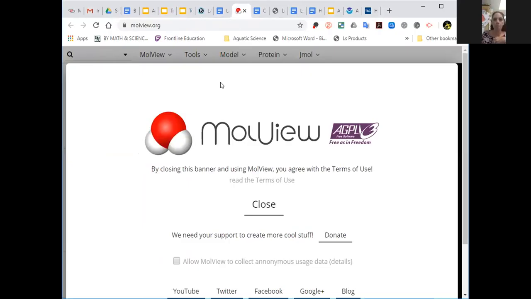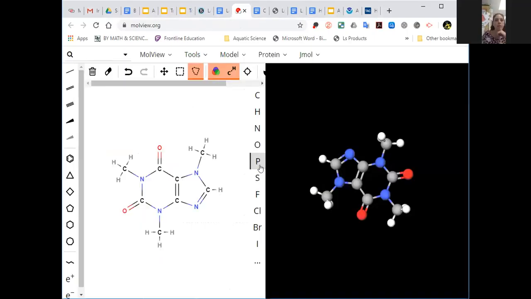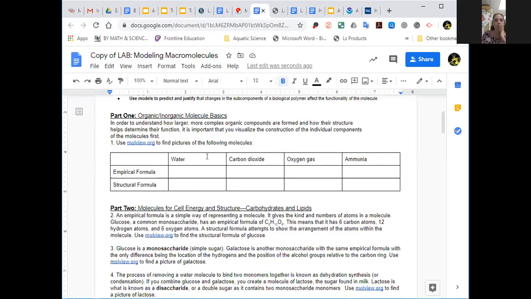And now I need to open up the website I need to use. So this opens up. You can just close this. It's giving you some terms of use and asking for a donation because this is an open source platform. But we'll go ahead and close it for now. And usually some random molecule is here to begin with. Let's take a look at our lab though. We're going to use this to help us model some molecules.